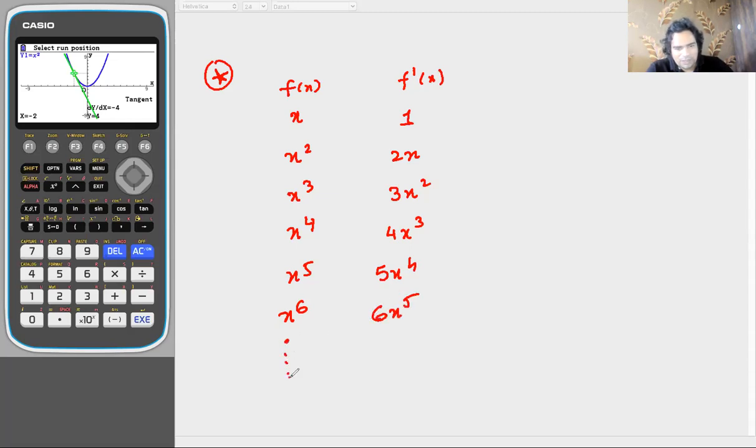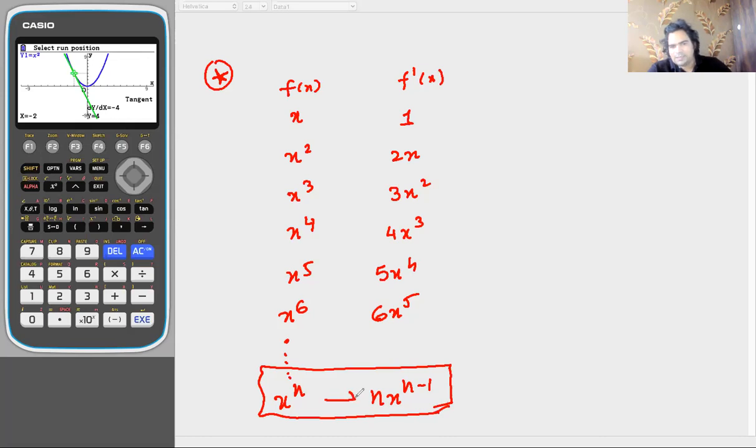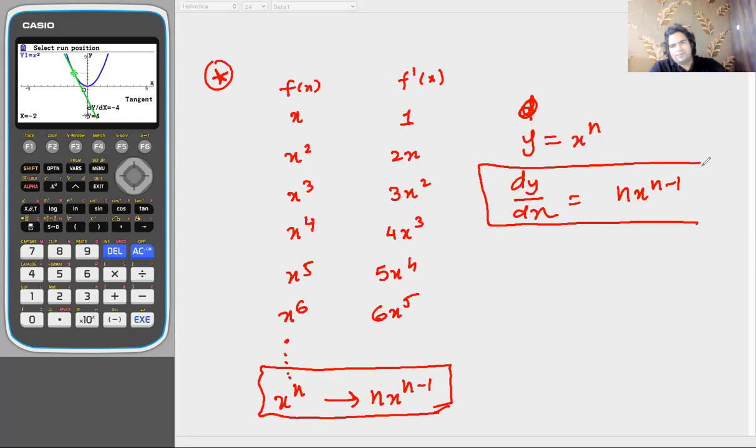So if I generalize, if you have the function x to the power n, the derivative of that will be n times x to the power n minus 1. So this is the formula for differentiating x to the power n. If your function is y equals x to the power n, the derivative is n x to the power n minus 1 for any such expression.